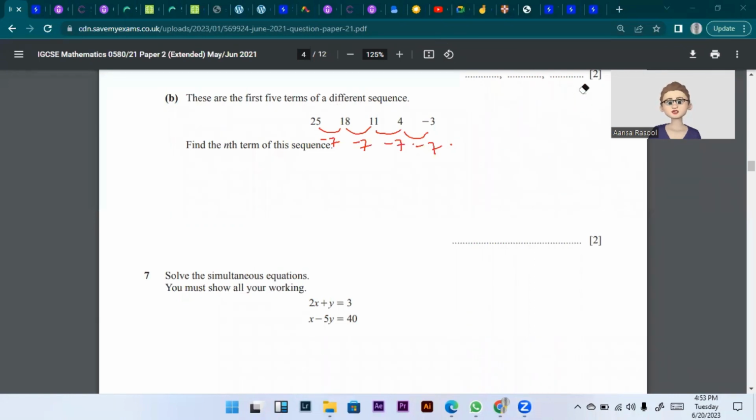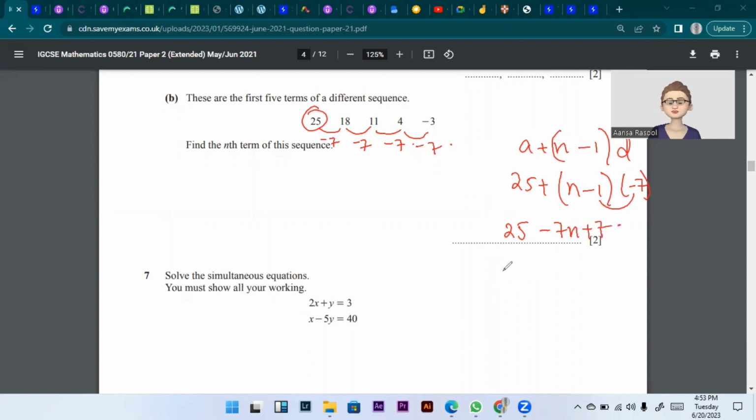There is a formula to find the nth term: a plus n minus 1 into d, where a is the first term of the series. What is the first term of the series over here? It's 25. So I substitute 25, and the common difference is minus 7. Now minus 7 and the bracket n minus 1 are multiplying with each other. So 25 minus 7n, minus into minus is plus, 7 into 1 is 7. So 25 plus 7 minus 7n. 25 plus 7 gives 32 minus 7n. This is the nth term I found.